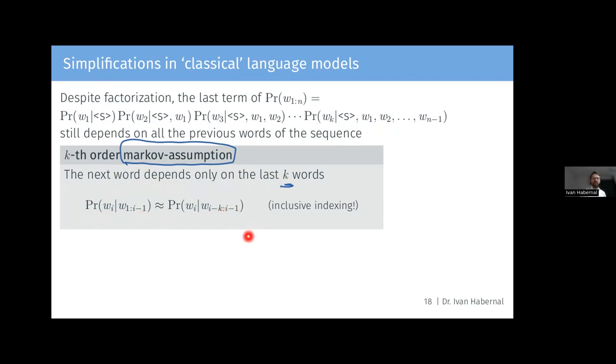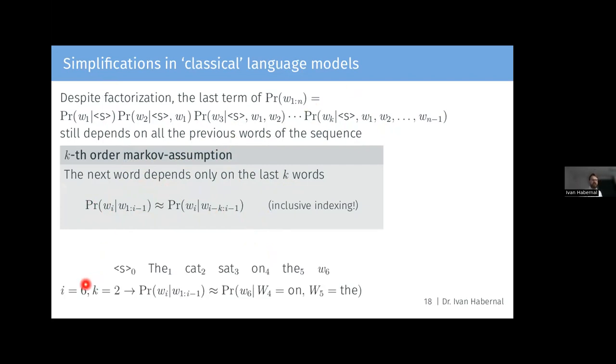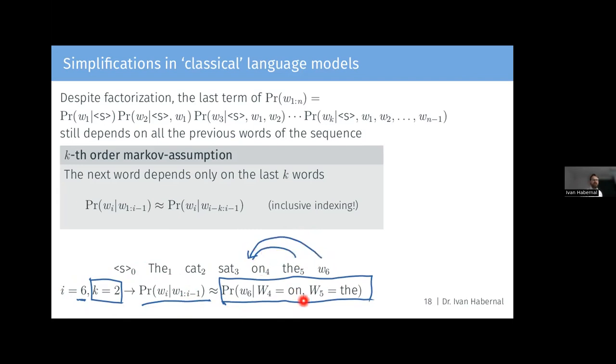I'll show you an example in this slide. For example, if we have the sentence, the start symbol, the cat sat on the, and we want to model the probability of the token W6, at position six, and we have a second order Markov assumption. Then we turn the whole conditional probability, depending on the whole sentence, into basically the probability of the token given the previous two. So we only take the two previous tokens to depend on. So this is a simplification, right?